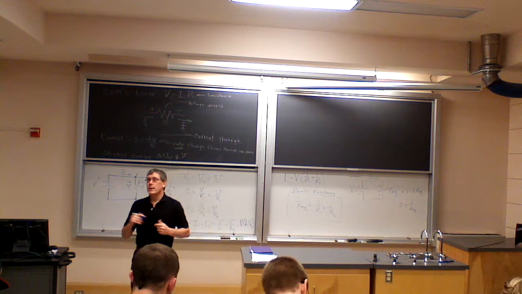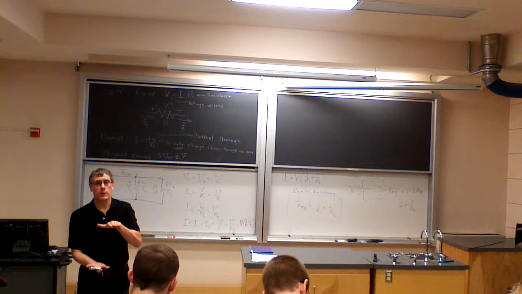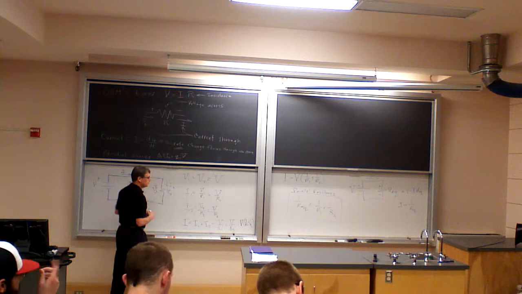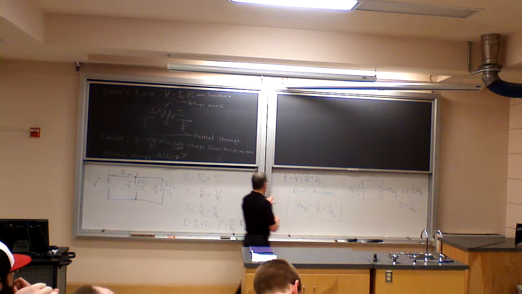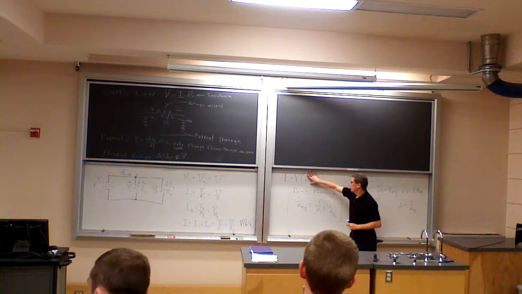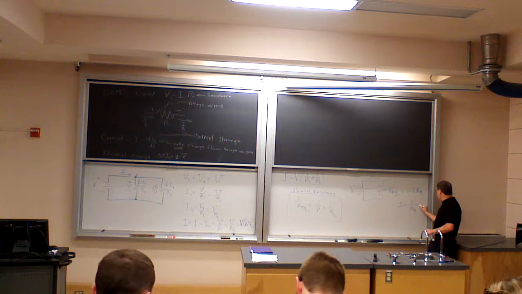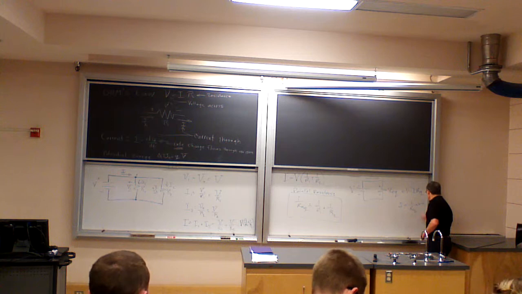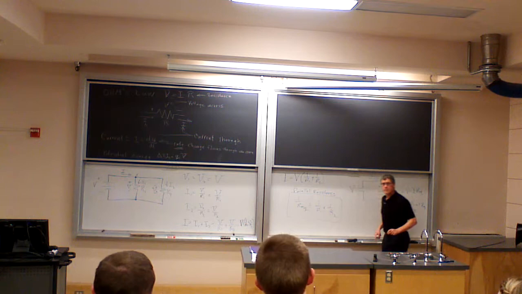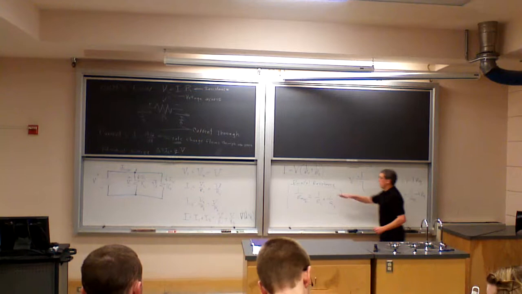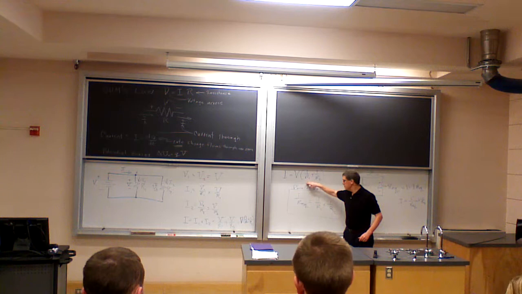What makes two resistors parallel? They have the same voltage across them. Here we had I equals V times this number. Down here we had I equals V times 1 over R equivalent. This current has to be equal to that current, and V equals V, so 1 over R equivalent must be equal to 1 over R1 plus 1 over R2. It's 1 over R equivalent.